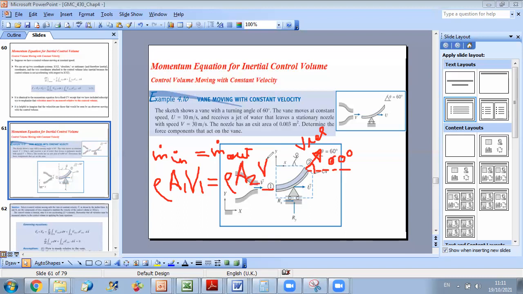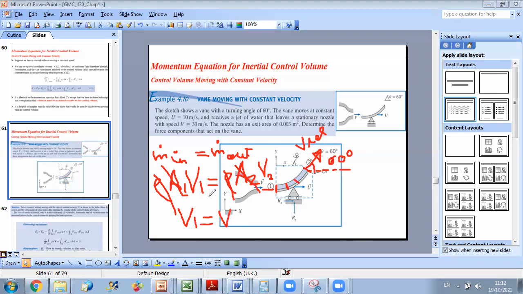Okay, so now since the fluid is incompressible, rho is the same, and since there is no change in the cross-sectional area, as you can see in the figure, the cross-sectional area is constant. Okay, so A1 equals A2, and you end up with V1 equals V2.